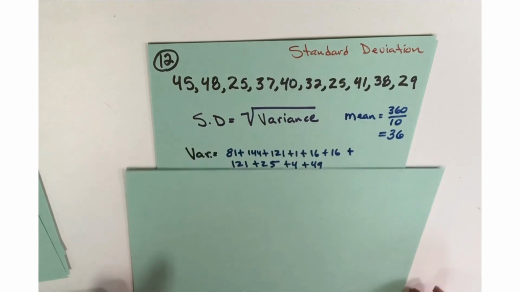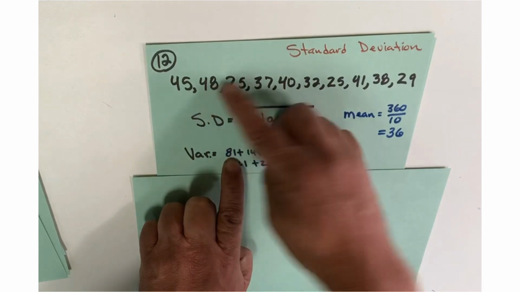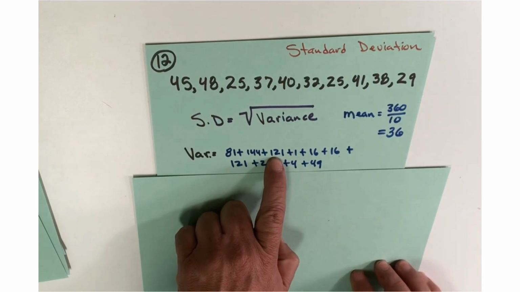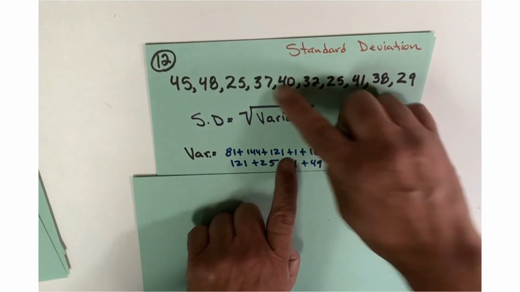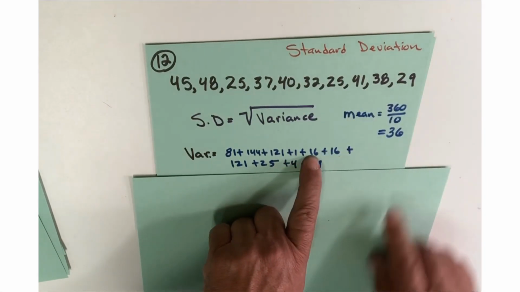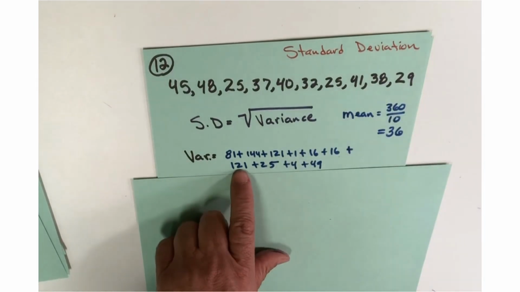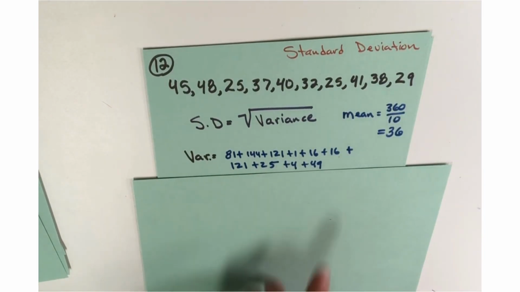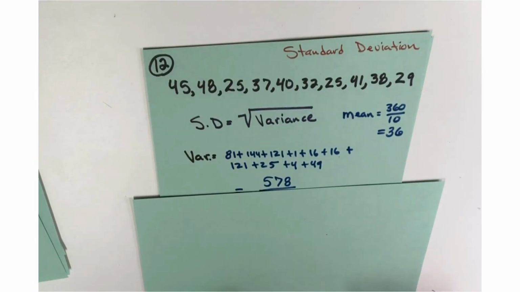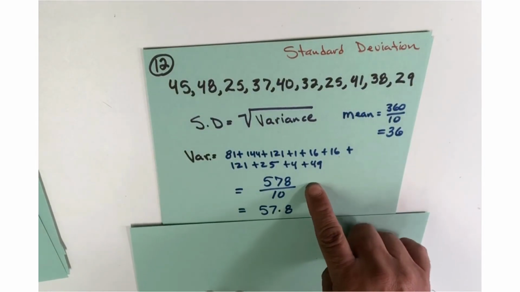36 take away 45 and square it, that's 9 squared is 81. 36 take away 48, that's 12 squared is 144. 36 take away 25, 11 squared is 121. 36 take away 37, that's 1 squared is 1. 36 take away 40, that's 4 squared is 16. Do it again, 4 squared is 16. 36 take away 41 is 11, 121, and then 25 and 4 and 49. When you add all of those numbers, that's 578. When you divide by the amount of numbers, which was 10, you get 57.8.